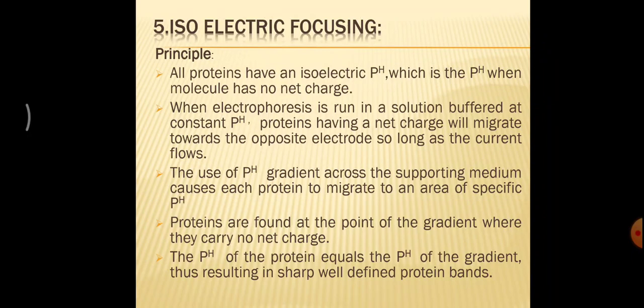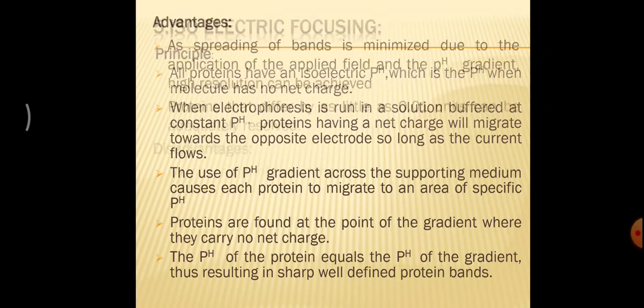So when the electrophoresis is run in a solution buffered at constant pH, the proteins which have a net charge will migrate towards the opposite electrodes so long as the current flows. The use of a pH gradient across the supporting medium causes each protein to migrate to an area of a specific pH. So the proteins are found at the point of the gradient where they carry no net charge. So the pH of the protein equals the pH of the gradient, resulting in sharp, well-defined protein bands.